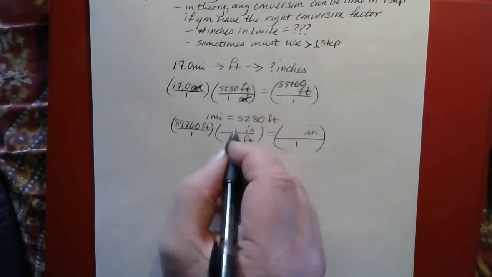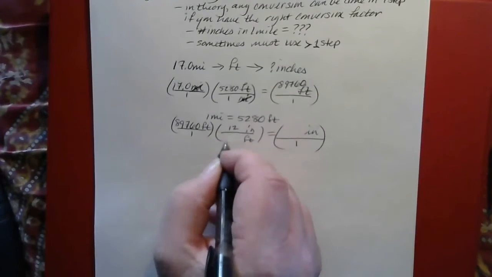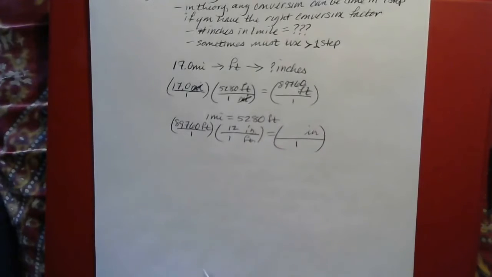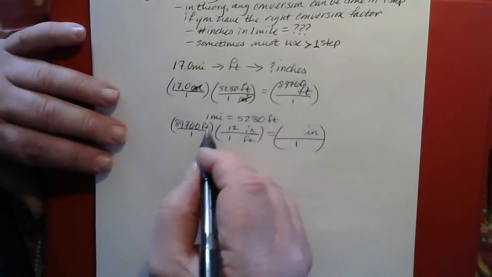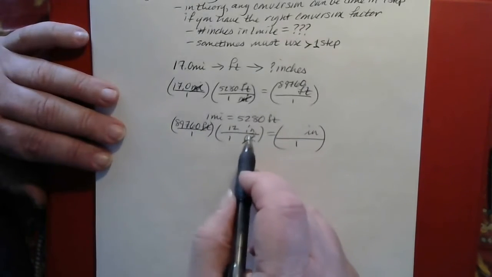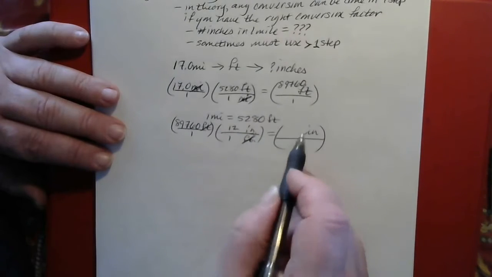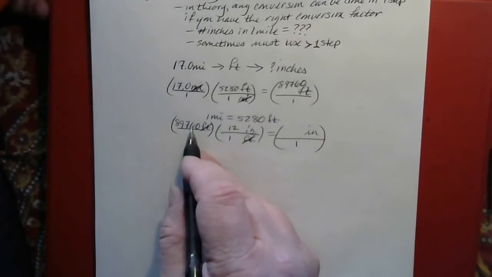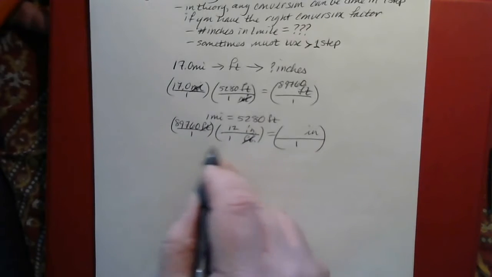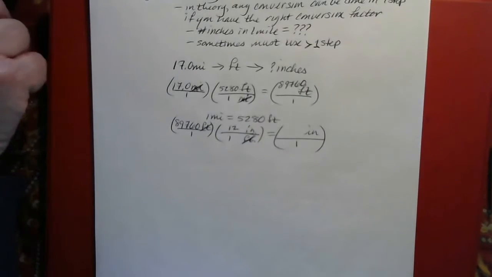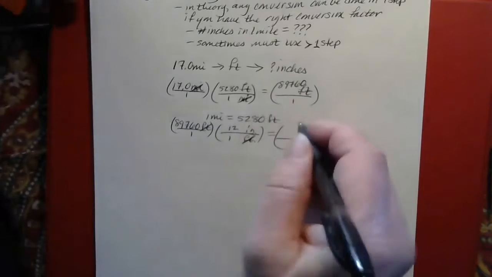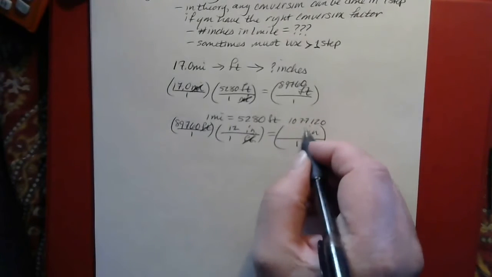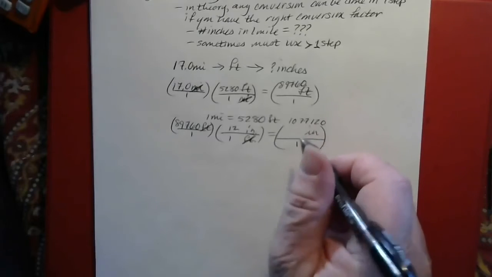And then don't forget the numbers. It's 12 inches for every 1 foot. All right, 12 inches for every 1 foot. So now feet will cancel out. We'll end up with inches as the unit, which is what we want. And numerically, it's just 89,760 divided by 12. Again, you could ignore the ones. And of course, this is going to be a really huge number. 1,077,120.